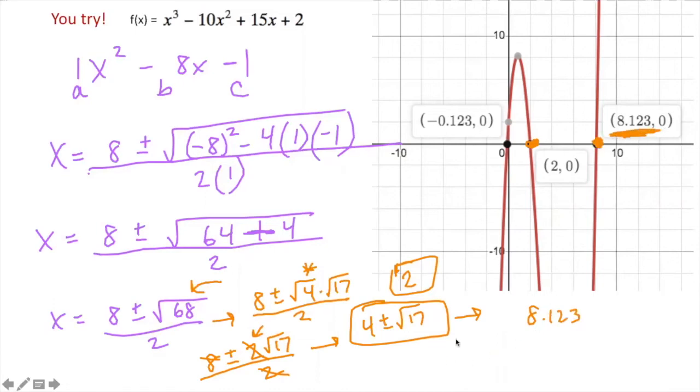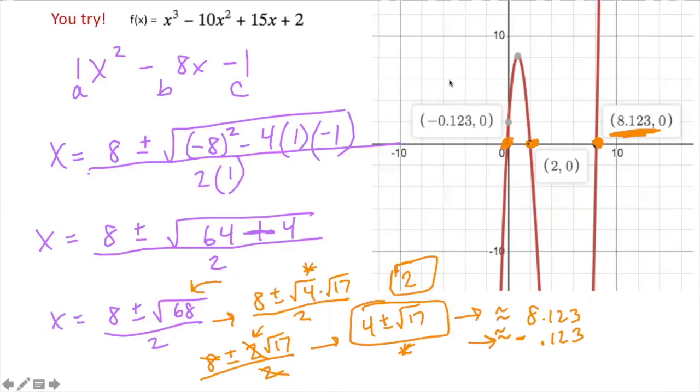Okay, and then I'm also going to press 4 minus root 17. 4 minus root 17 is negative 0.123, which is this one right here. So these are approximate values. This here is the exact value. So now we have found all 3 zeros.